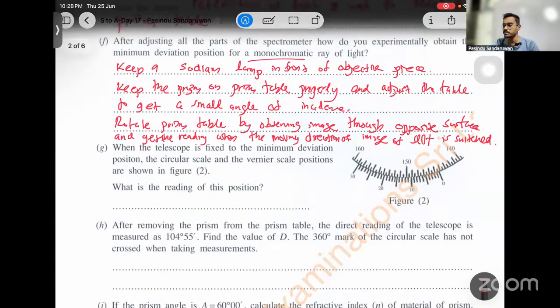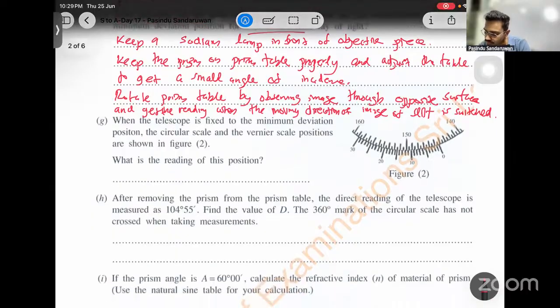This idea must be there, right? G. When the telescope is fixed to a minimum deviation position, the circular scale and the vernier scale positions are shown in figure 2. What is the reading of the position?